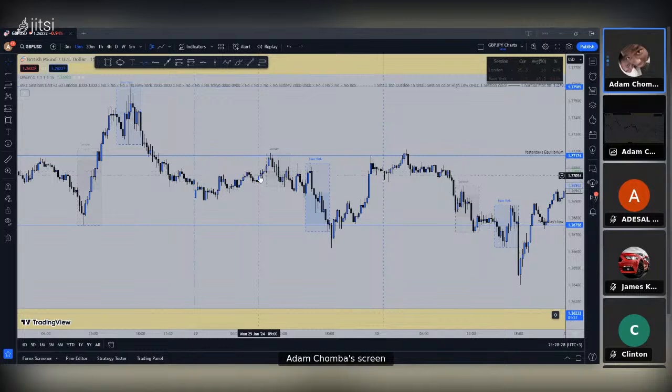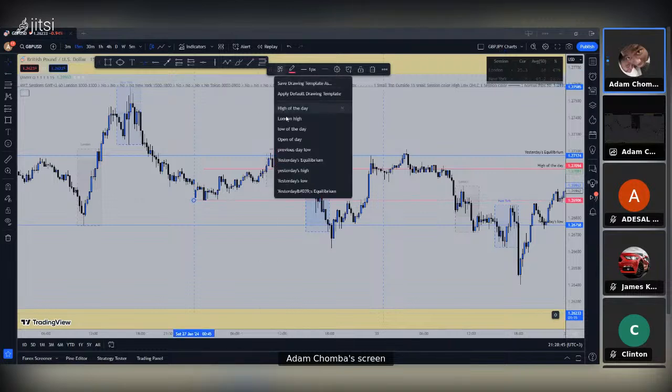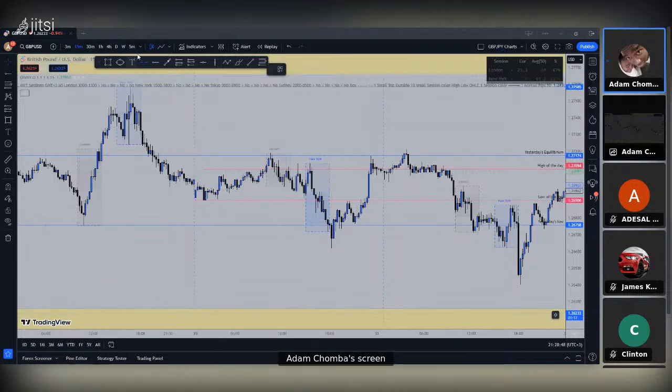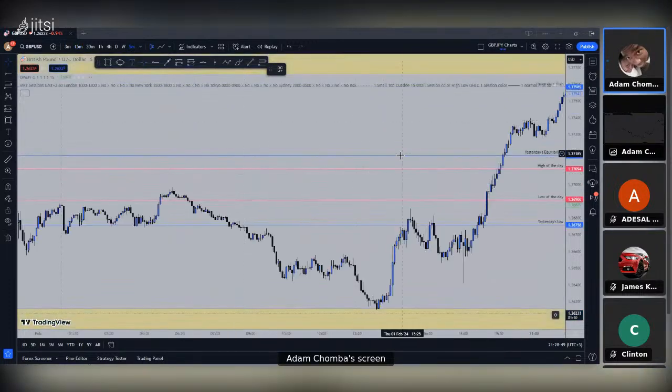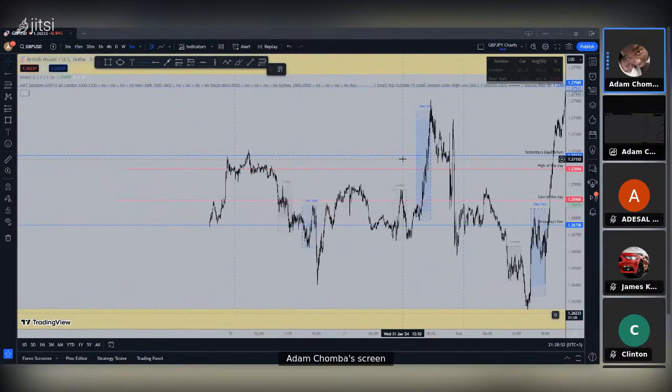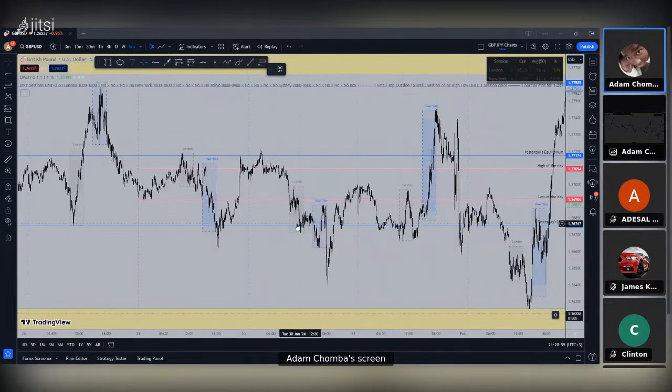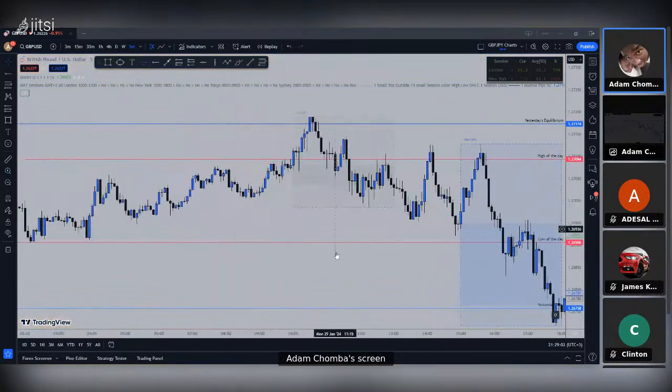In the 15 minutes, just before London session, we always mark the high of the day and the low of the day. So that's what we did. We marked the high of the day just before the London session. We usually mark that there, and the low of the day. Anyone that is in Adesal would understand what that means. Then you go down to the 5 minutes to look for entries. The entries are only after you have marked out your zones, so you know what you're looking for above these zones. This was the Monday.